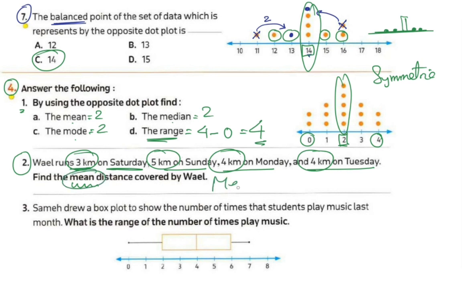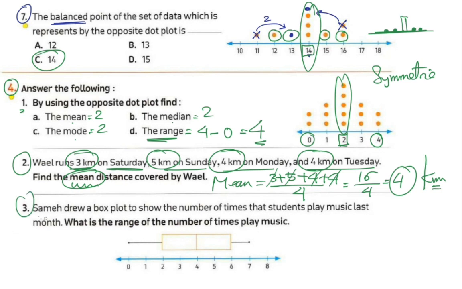So I will use the rule. The rule tells us to add all the values we have, like this, divided by the number of them: 1, 2, 3, 4, divided by 4. Now add with me. We have 3 plus 5 equals 8. 8 plus 8 equals 16 over 4. That's equal to what? Equals 4 kilometers. So the mean distance covered by Wael is 4 kilometers.